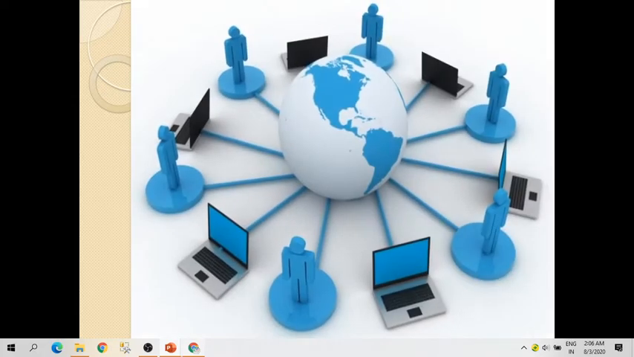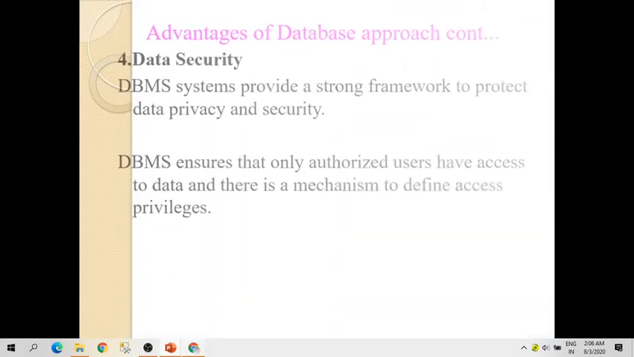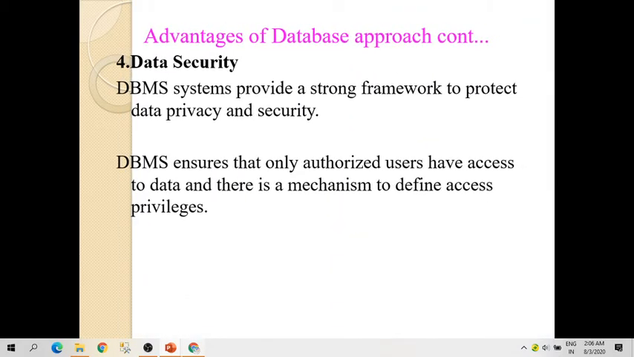See, for example, look at the figure. The same data is being shared with different people at a time. It can be at a time or it can be at different times, but sharing is done. That is the primary advantage of the DBMS.